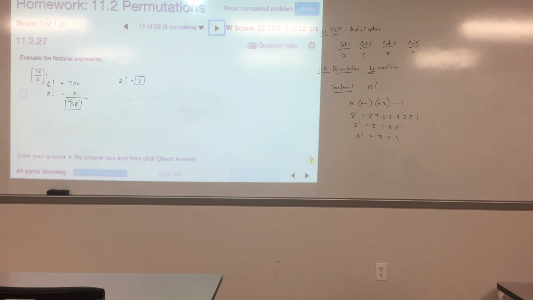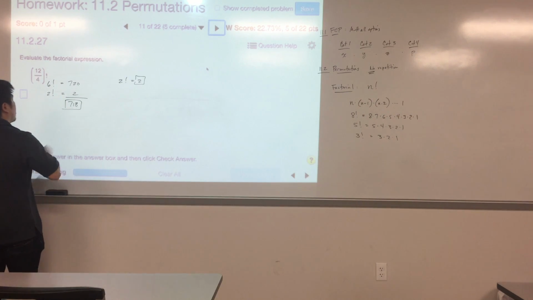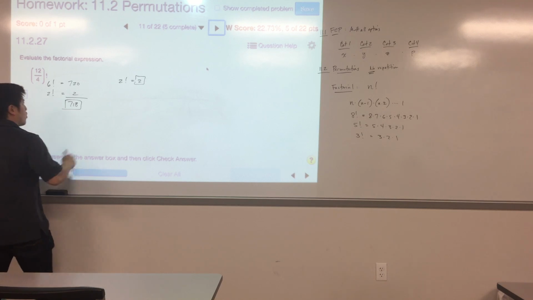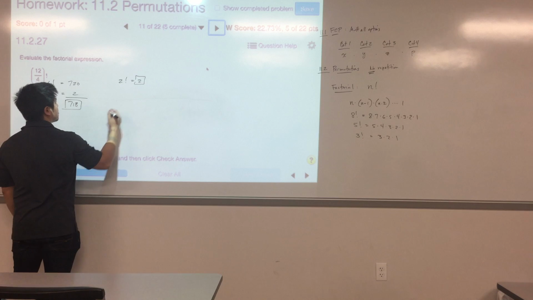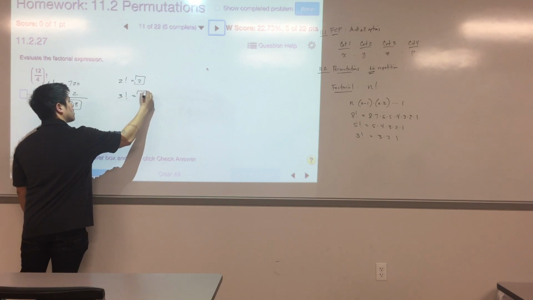Let's move on. Now, same thing here. There's no shortcut for this, but you should always do what first? What should you do first? Parentheses. 12 over 4 is? 3 factorial. The answer is what? 6. Good job.